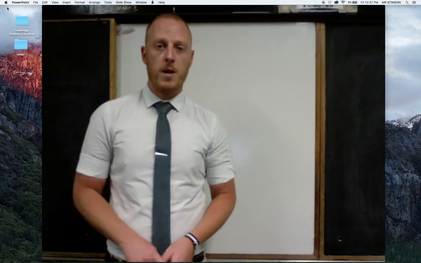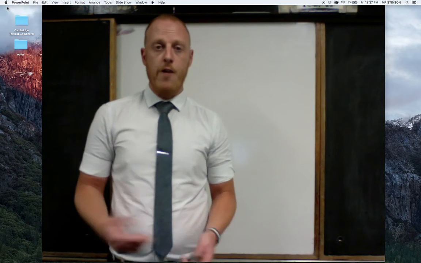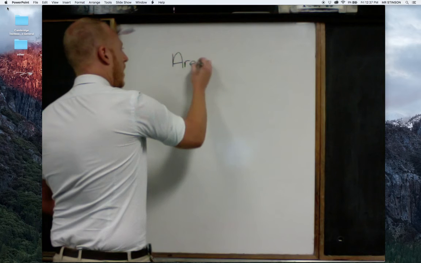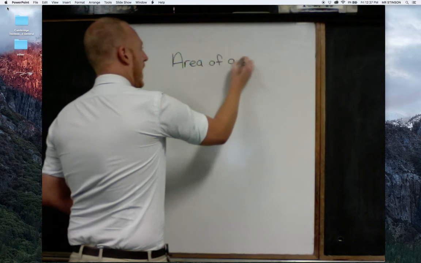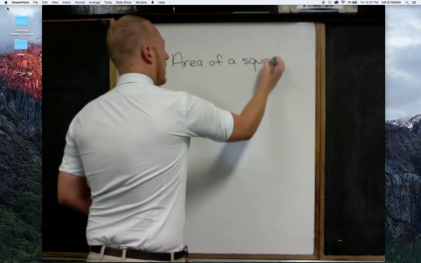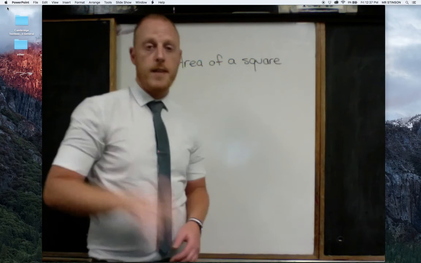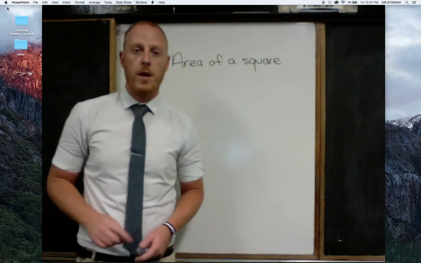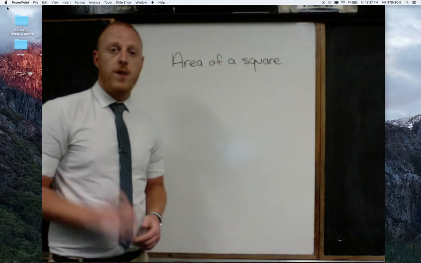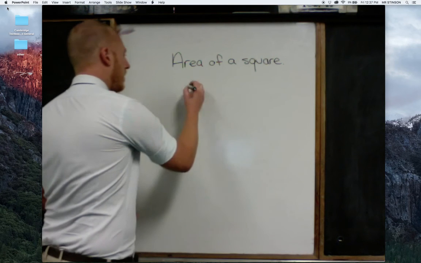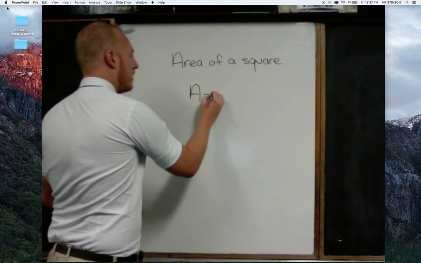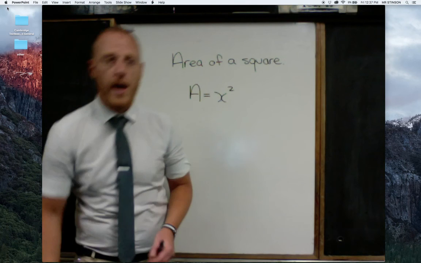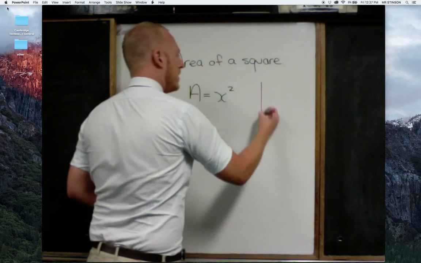So let's look at a formula that we've been looking at recently about area. Number one, let's look at area of a square. As I said, this is a whole new problem to solve. Therefore, it will always have a new formula. The formula to find the area of a square looks like this. A equals x squared. I'm going to draw a square next to the formula so we can keep this in mind.